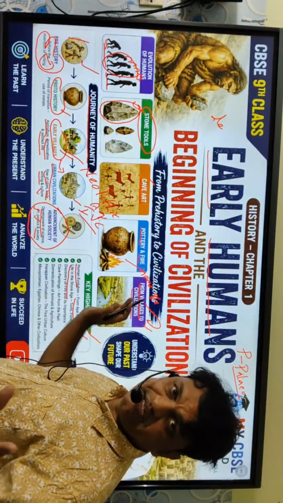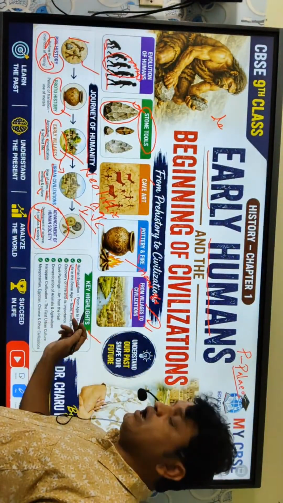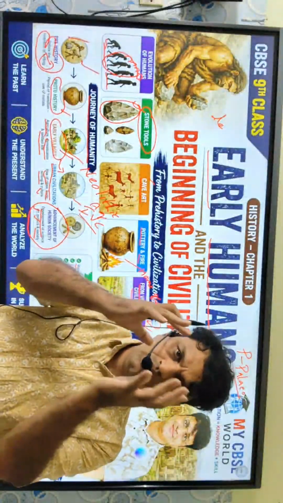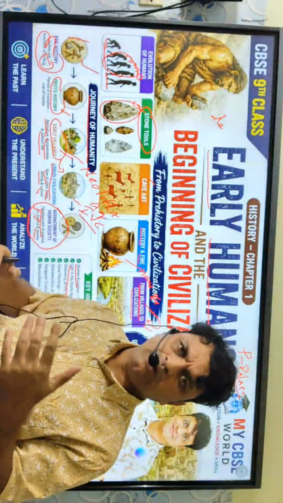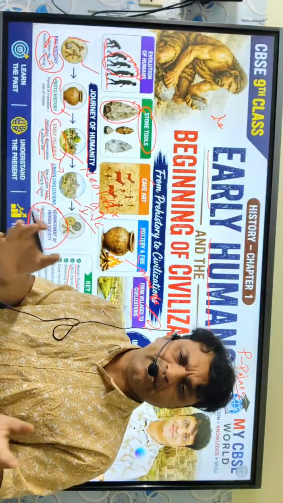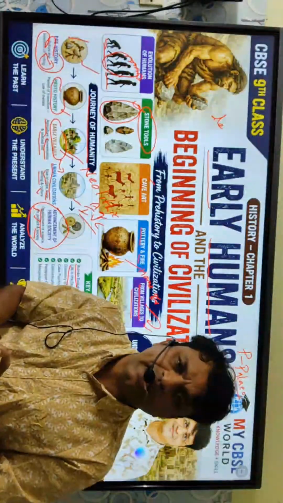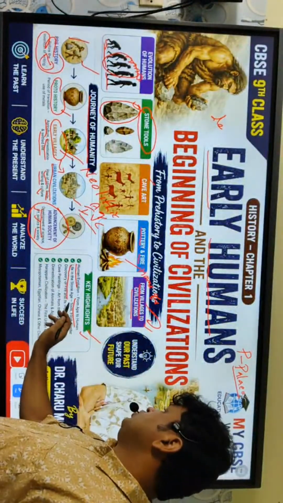These are called stone ages. So what are the tools they used? Acheulean hand axes, made from stones. There are some techniques, like the percussion technique. There are different techniques the early humans used to prepare these stones, and they are called Acheulean hand axes.